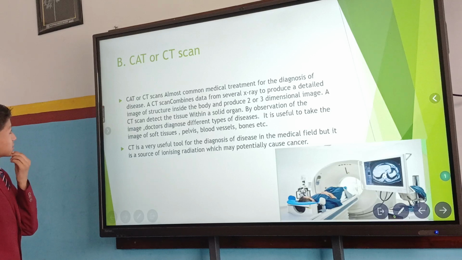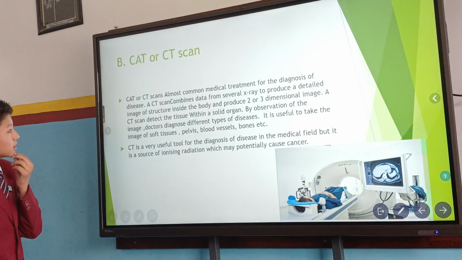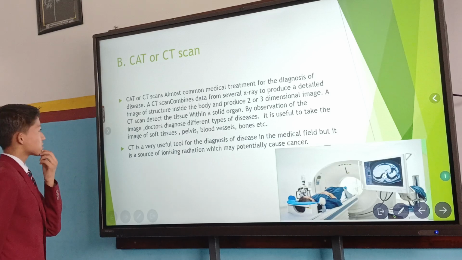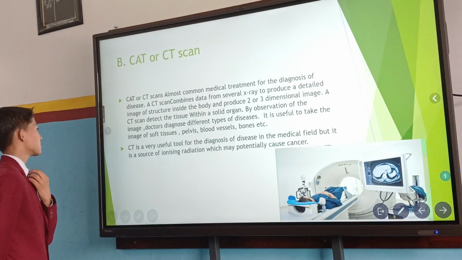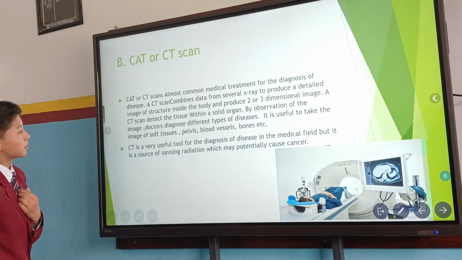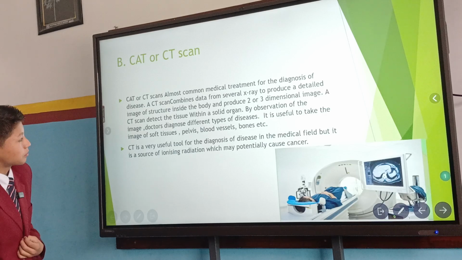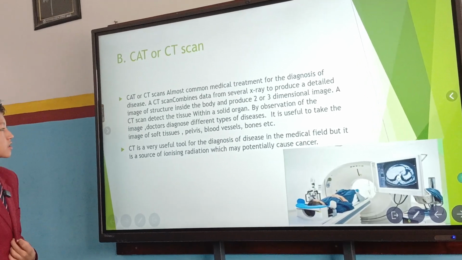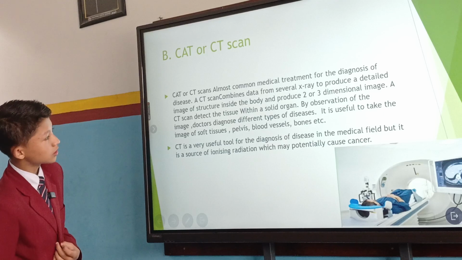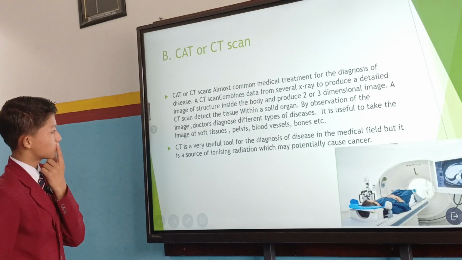Next topic is CAT or CT scan. CAT or CT scan is commonly used in medical treatment for the diagnosis of the disease. A CT scan combines data from several X-ray to produce a detailed image of the structure inside the body and produce two or three dimension image. A CT scan detect the tissue within a solid organ. By observation of the image, doctor diagnose different types of disease. It is useful to take the image of the soft tissues, blood tissue, bone, etc.